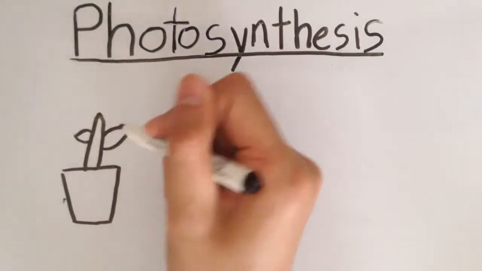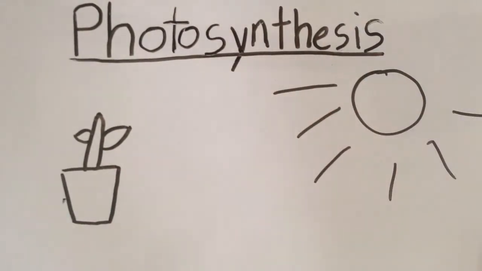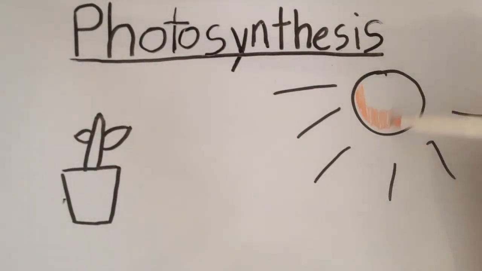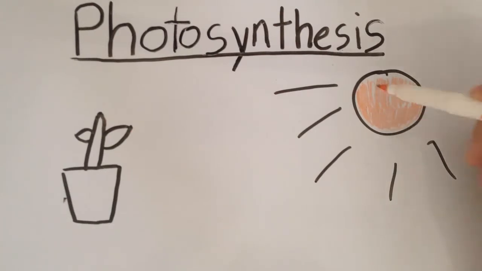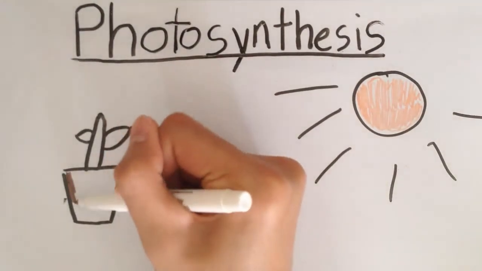You probably might already know the basics of photosynthesis, which is basically when plants use the sunlight, water, and CO2 to make their energy, which is also called glucose.